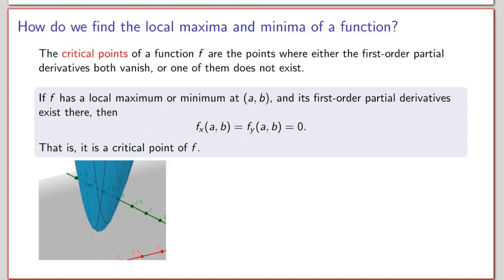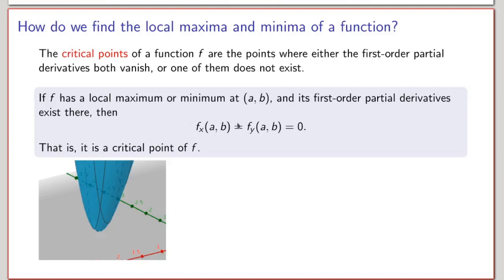So now the statement is, if f has a local maximum or minimum at a point, and its first order partial derivatives exist at this point, then they must both vanish. That is, it must be a critical point for the function. So why is this true? Well, it basically follows from the analogous statement in one variable. So let's see how that goes.